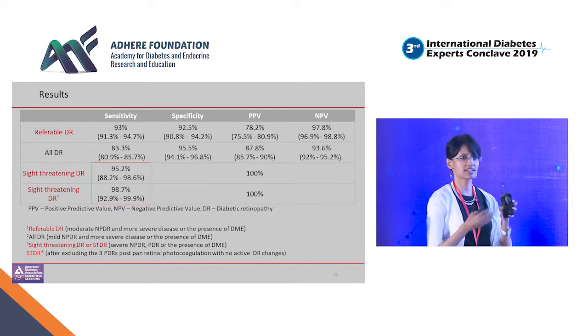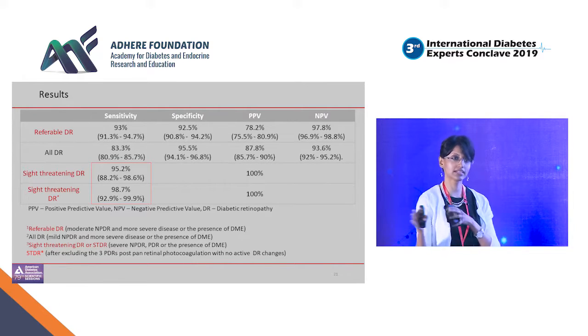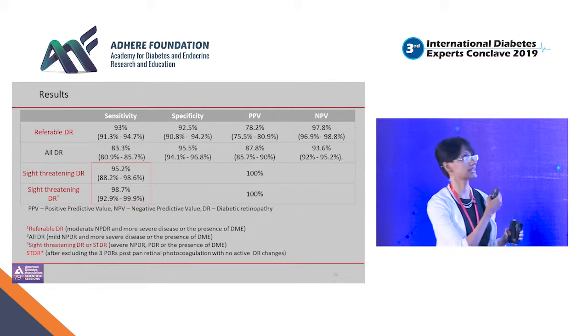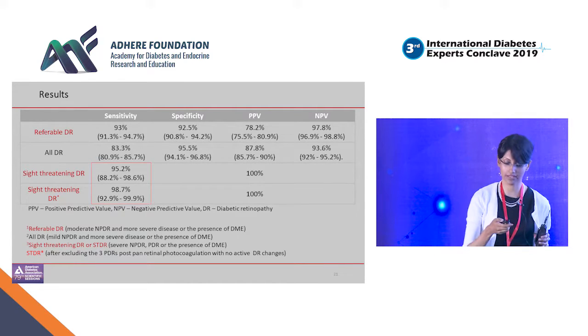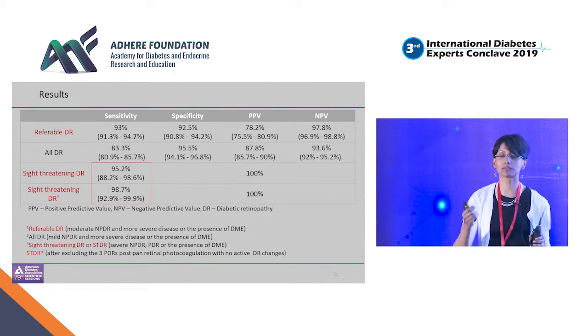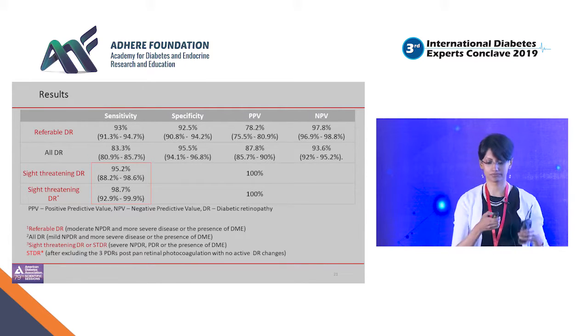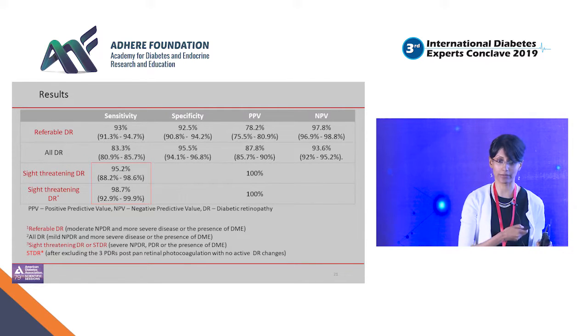So when we did a sensitivity analysis and took those 3 cases out, then we found that the sensitivity for sight-threatening DR went up to 98.7%. So this was a learning point for us that the algorithm cannot pick up laser marks. So that is something to remember.